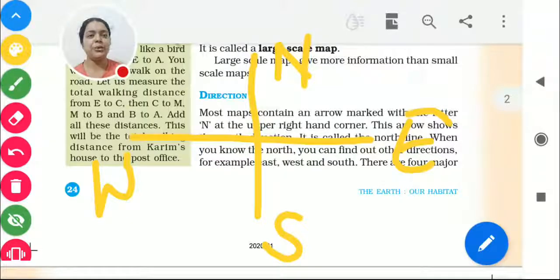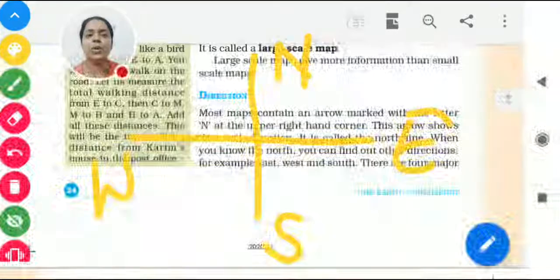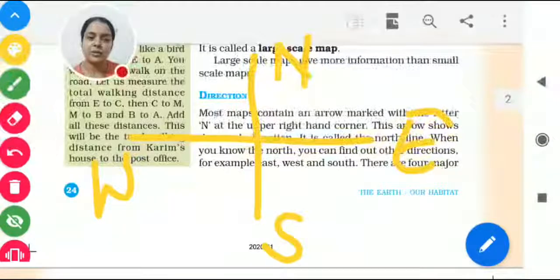Undoubtedly you know about east, west, north and south from the globe as well. Up we have the north pole, down we have the south pole. Then towards your right side it's the east direction, towards your left side it is the west direction. So these are the main four cardinal directions, four major directions.